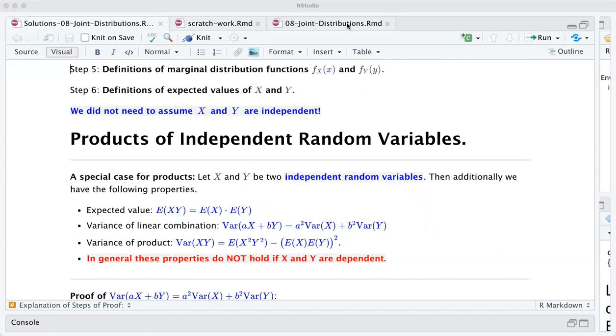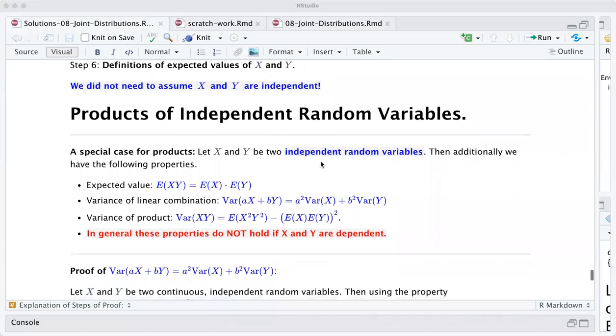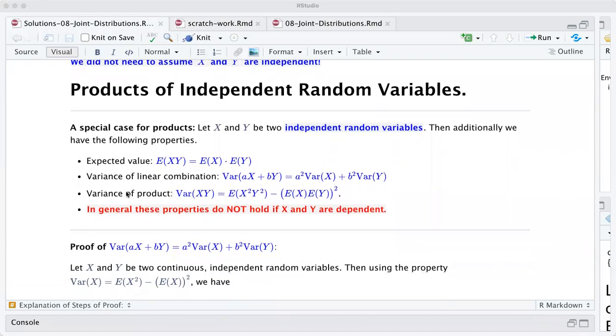Okay, so let's walk through the proof of this second property, the one that deals with the variance of a linear combination. Again, linear combinations are going to be things that we are particularly interested in when we start to think about statistical inference. So let's think about this property for variance. And again, here we're going to need to assume that x and y are independent random variables. So I'm going to prove this property that the variance of ax plus by is equal to a squared variance of x plus b squared variance of y.